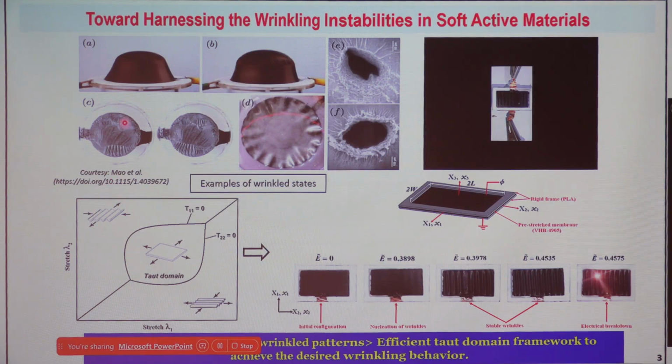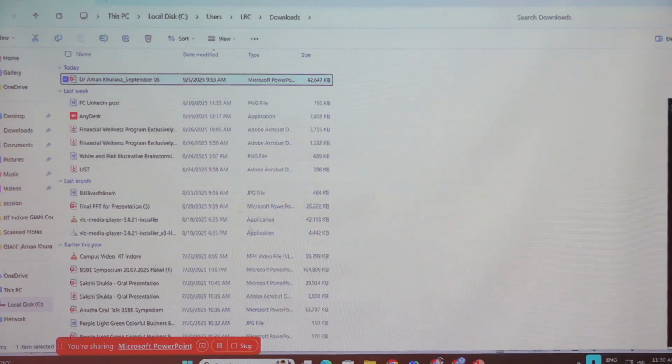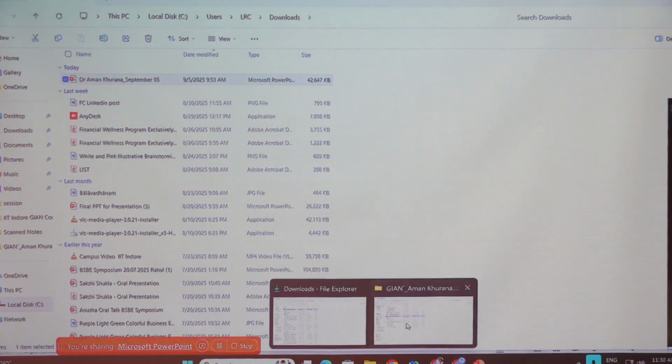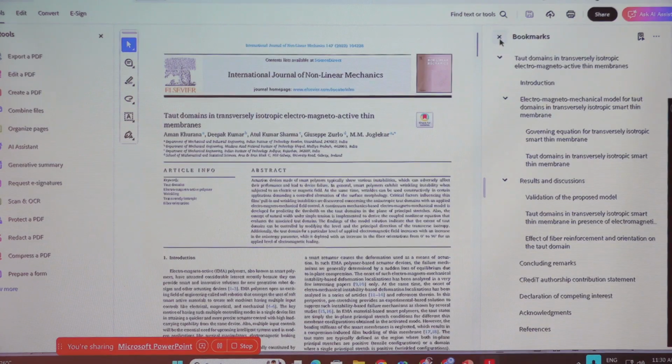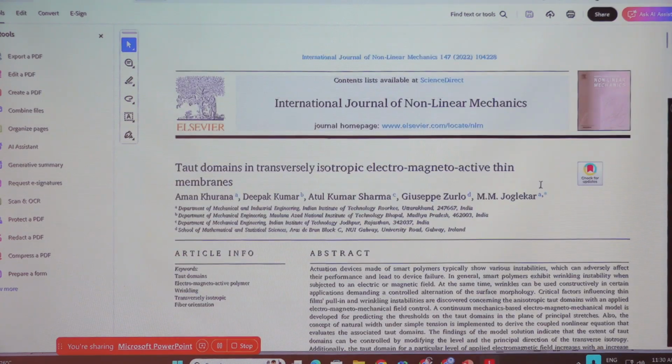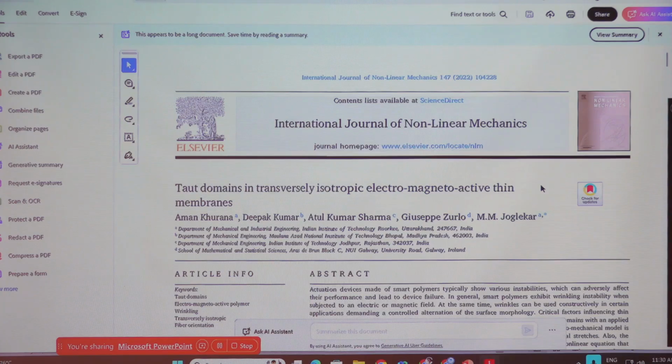Mathematically, I have one paper to show you. So this is our paper. What we are doing, we use the same concept. If we incorporate some anisotropy in the dielectric membrane, the tensile configuration, tau domain, and wrinkle behavior are going to be affected by that. So I will just give a glimpse of that paper.